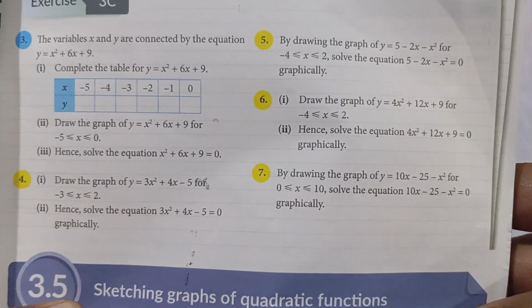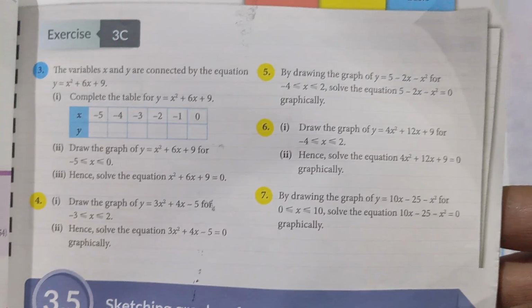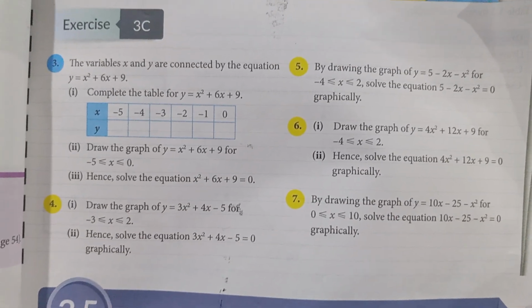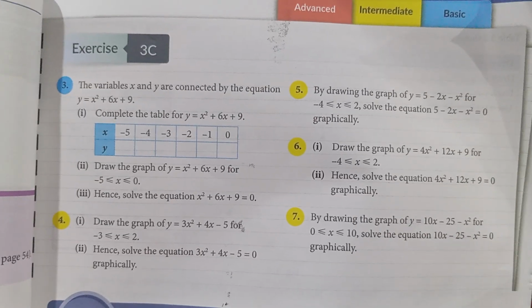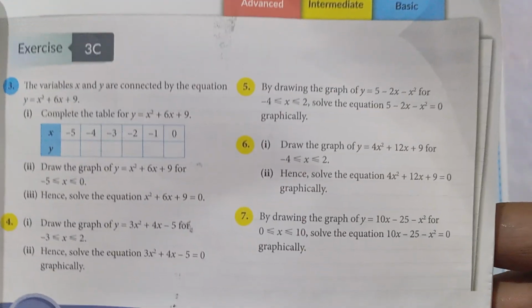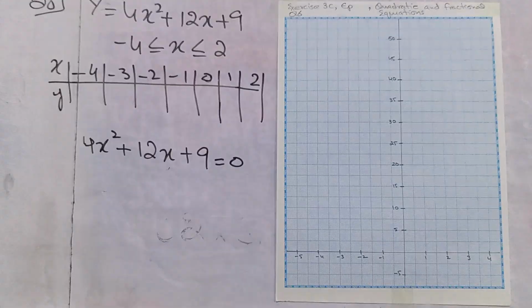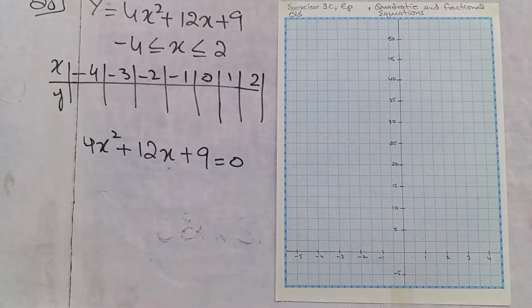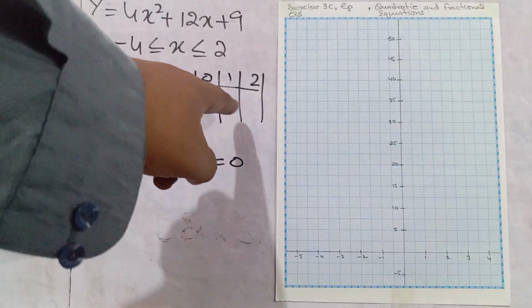It says draw the graph of y equals 4x squared plus 12x plus 9 for x from minus 4 to 2, and hence solve the equation 4x squared plus 12x plus 9 equals 0 graphically. Okay, so the question number 6 now I'm going to attempt, and I hope that this is clear on the video. First of all, with the help of the calculator, we are trying to complete this table.